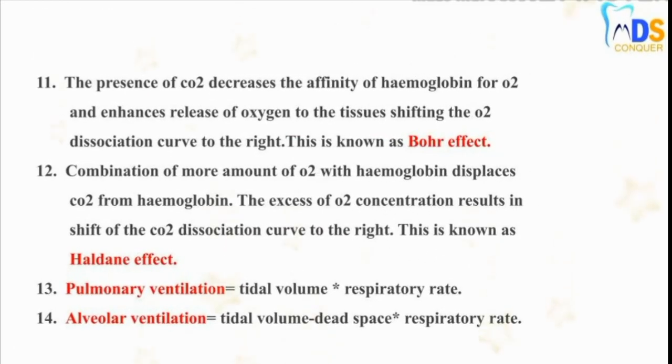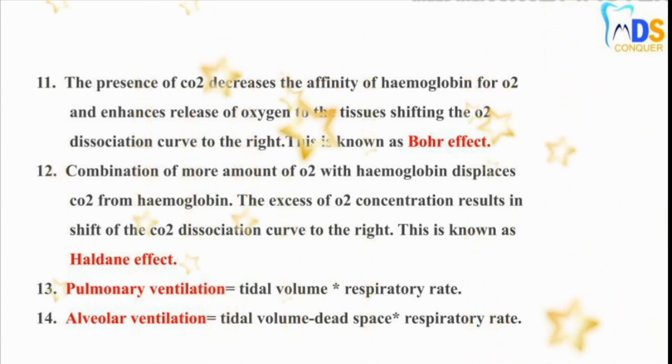Point number 11. The presence of carbon dioxide decreases the affinity of hemoglobin for oxygen and enhances release of oxygen to the tissues, shifting the oxygen dissociation curve to the right. This is known as Bohr effect. Whereas the combination of more amount of oxygen with hemoglobin displaces carbon dioxide from hemoglobin. The excess of oxygen concentration results in shift of carbon dioxide dissociation curve to the right. This is known as Haldane effect.